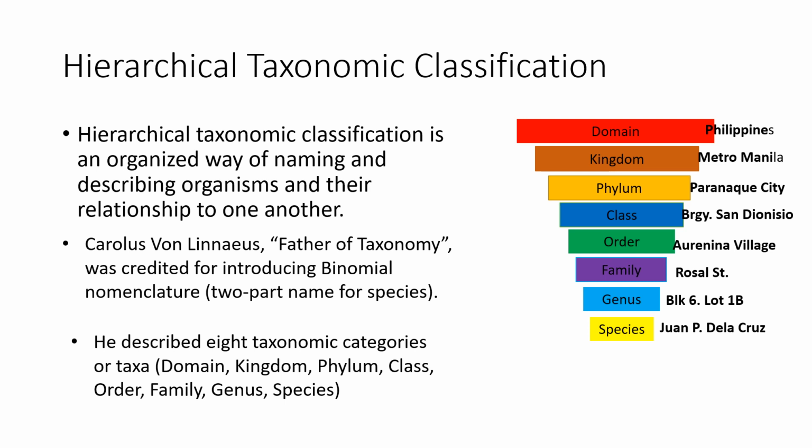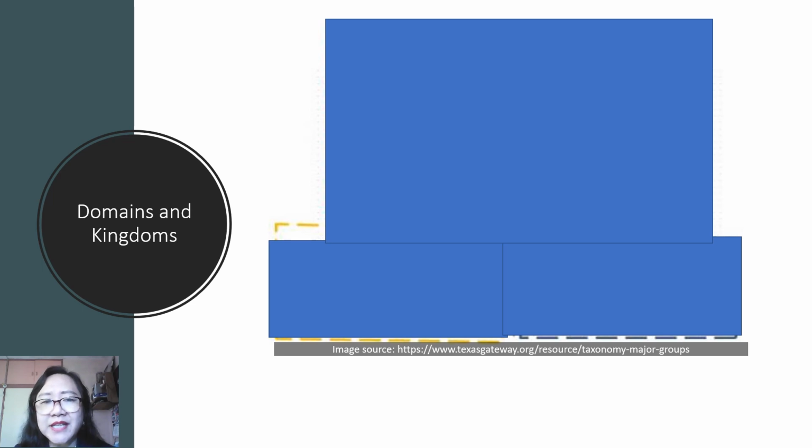Another importance of this hierarchical taxonomic classification is that it allows us to understand the diversity of living organisms. Moreover, it helps us to learn the different kinds and types of plants and animals. Let us identify now the different domains and kingdoms.